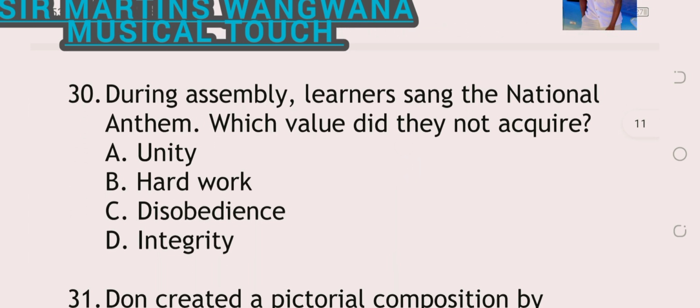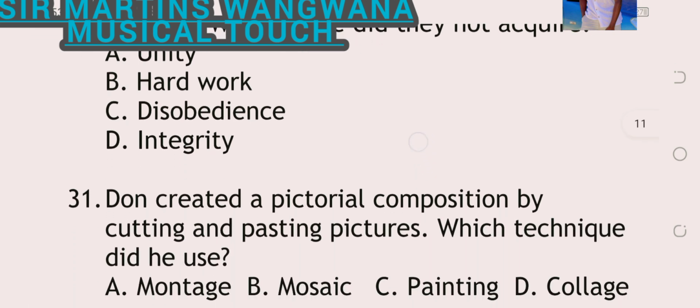Number 20. During assembly, learners sang the national anthem. Which value did they not acquire? Unity, hard work, disobedience, integrity. They did not acquire disobedience. That is a vice, which is C. So the correct answer for number 30 is C.